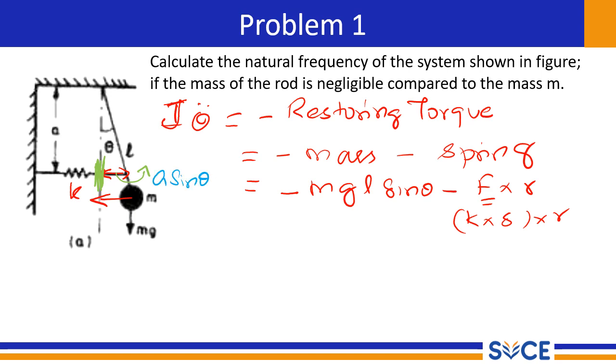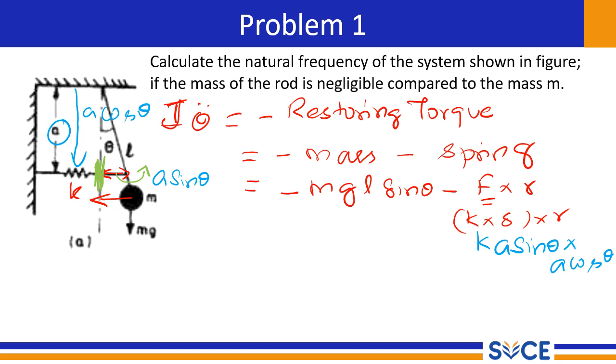So K A sine theta into R. R is nothing but this one. So here it is A, but once again, it is deflected at this theta deflection. So this one is going to be A cos theta. So we can write R as A cos theta.